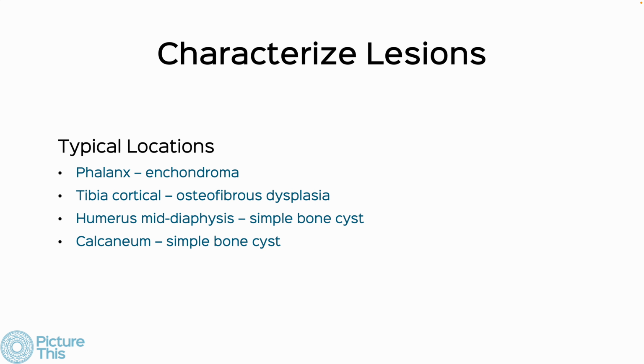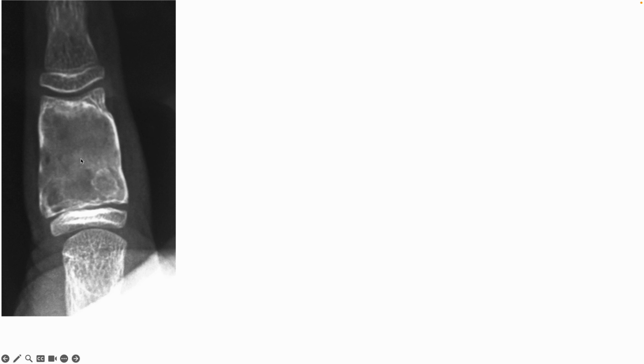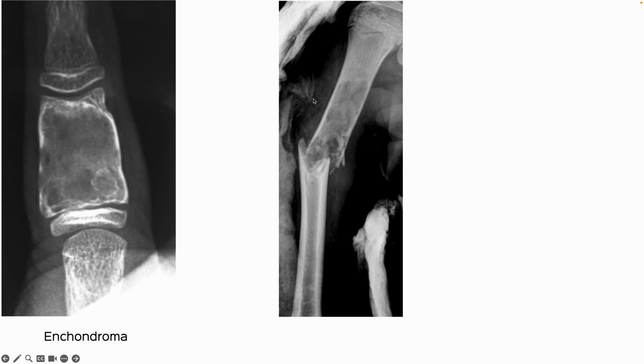Then there are some tumors that occur in some locations. I mean, we don't know why, but that's kind of there. So if you see a phalangeal lesion, it's almost always an enchondroma. If you see a humerus lesion in an immature skeleton, it's almost always a simple bone cyst.